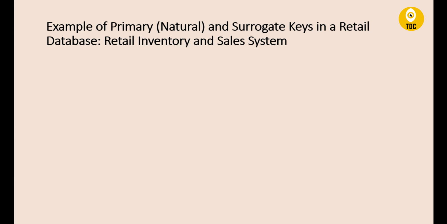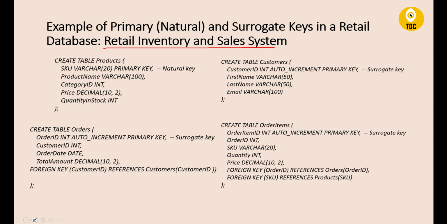Now that we have understood theoretically what primary and surrogate keys are, what the advantages and disadvantages of each are, and when to use what, let's take a real-time example, right? When you're implementing a real-time project, let's say you are working in a retail management system, for a retail organization where the retail inventory and sales system database is there. In this case, how exactly do you want to define the primary key and surrogate key? So let's take an example.